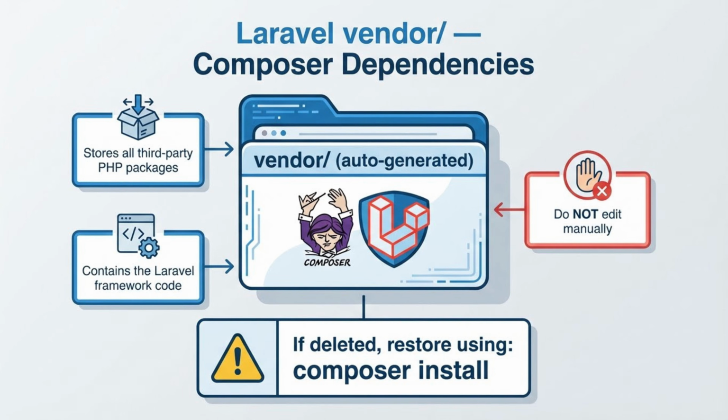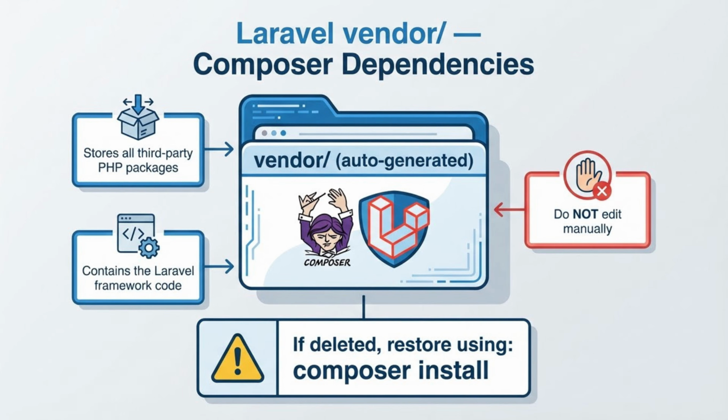This directory stores all third-party PHP packages that your application depends on, including the complete Laravel framework source code itself. Whenever you install Laravel or add new packages using Composer, everything is downloaded and organized automatically into this vendor directory. Because this folder contains core framework files and external libraries, it is not meant to be edited manually under any circumstances. Changing anything inside vendor could break your application instantly, since these files are foundational to how the framework operates.